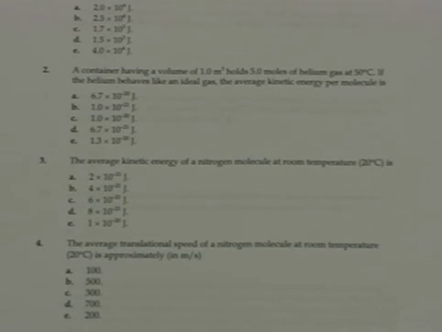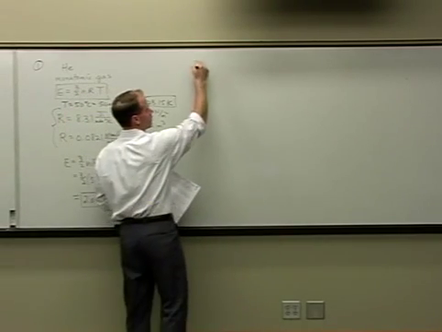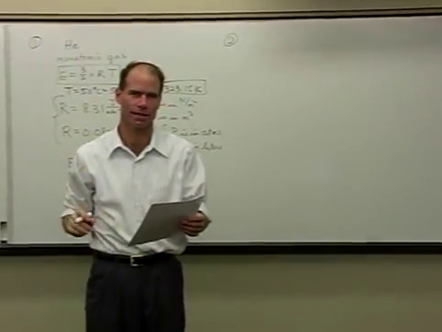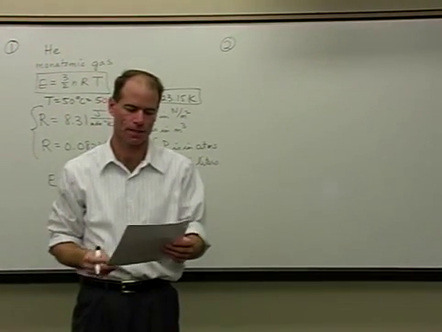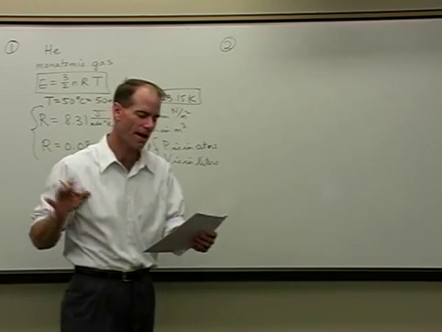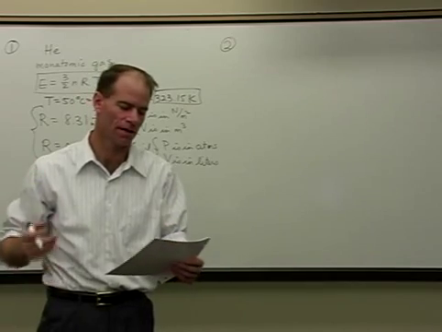Problem number 2. A container having a volume of 1 cubic meter holds 5 moles of helium gas at 50 degrees centigrade. If the helium behaves like an ideal gas, the average kinetic energy per molecule is... Well, this is like the last problem. I mean, exactly the same setup. We have 5 moles of an ideal monatomic gas, helium, and now for per molecule, it doesn't matter. Well, it does matter whether it's monatomic, but it doesn't matter whether it was helium and what the volume was.